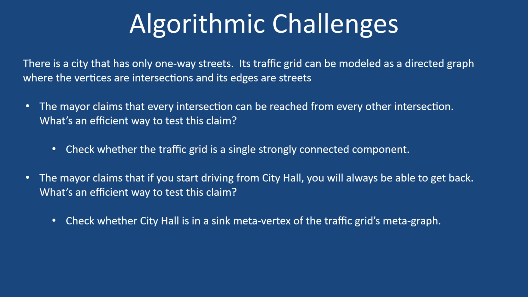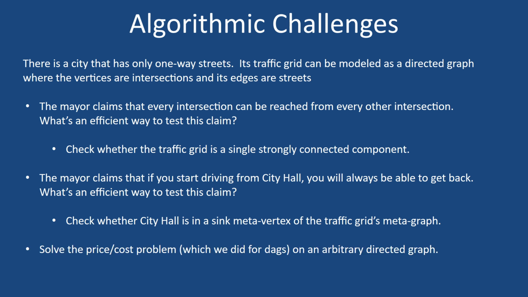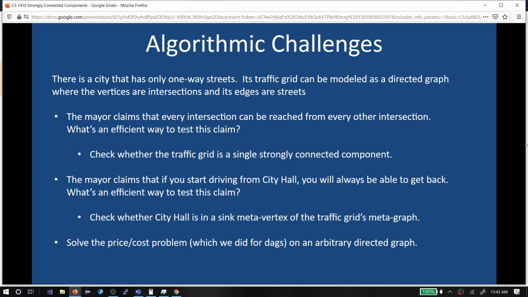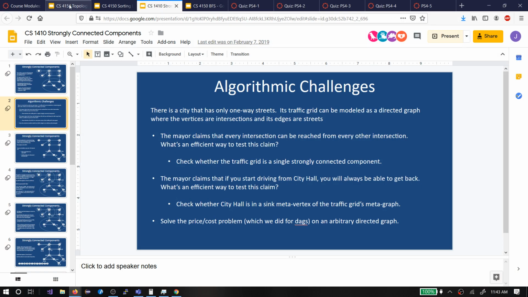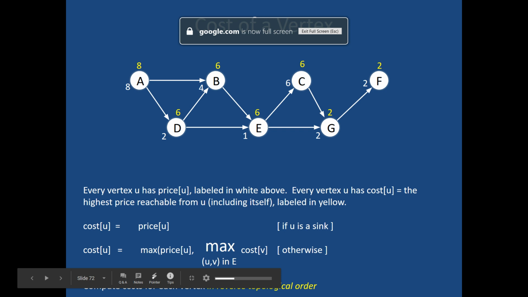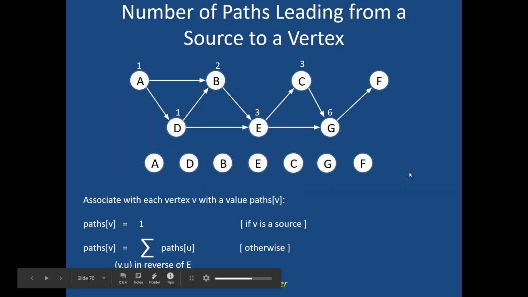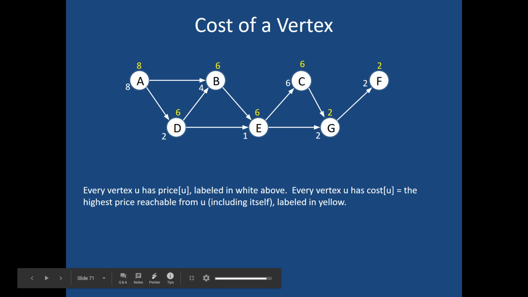So there's a couple simple questions. So let's look at a slightly more complicated one. You may not remember the price-cost problem, but I'll remind you what it was shortly. We did it for DAGs. I want to do it on an arbitrary directed graph. So let me bring back up this one here. The problem was, this is actually pretty similar to the Caddis problem. Every vertex has a price, which is labeled in white.